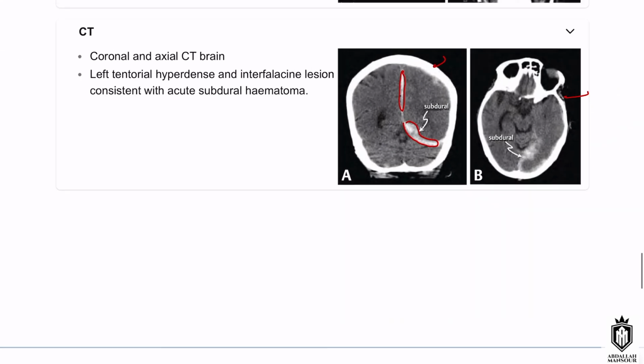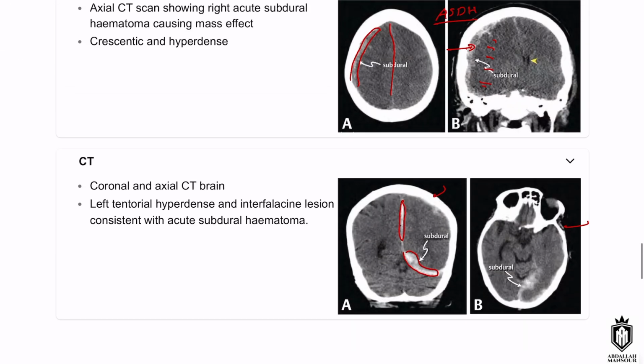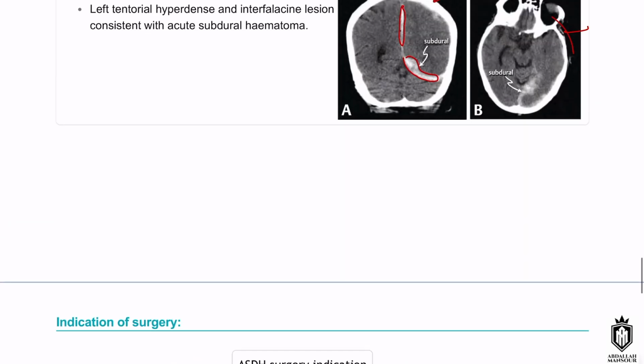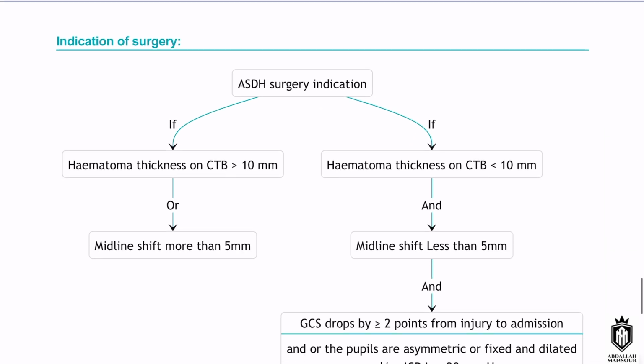So basically, we identified 2 scans here. This is a right-sided acute subdural hematoma, which is also causing compression, and the mass effect is represented by compression of the ventricles, midline shift, and effacement of the sulci. And this is called a falcine subdural hematoma.